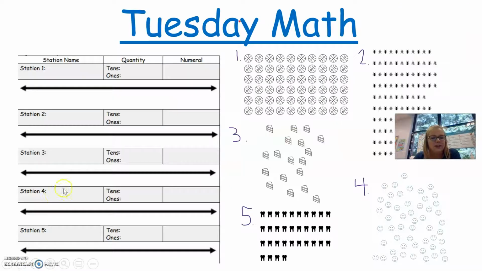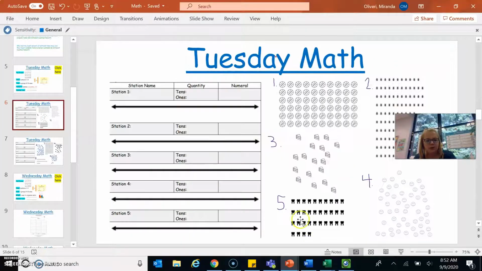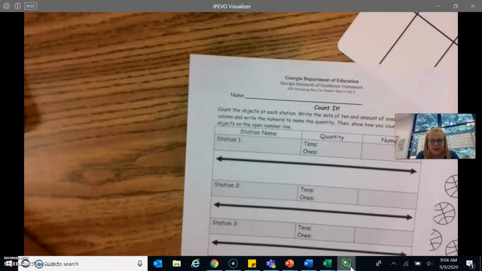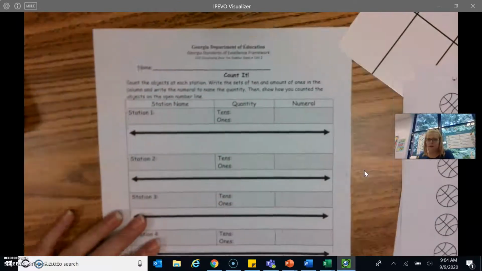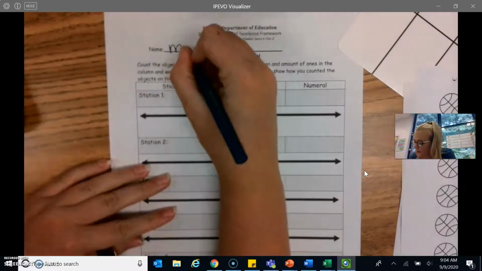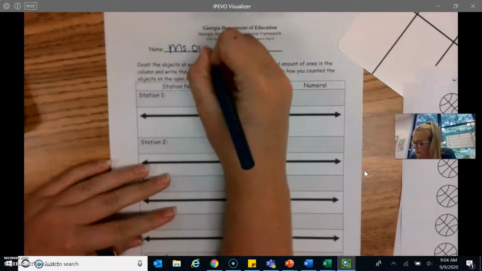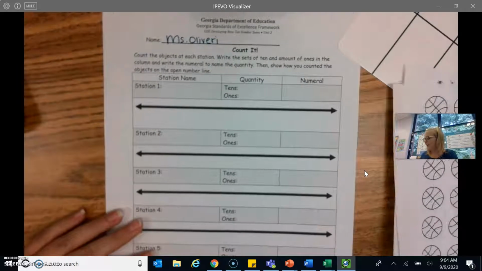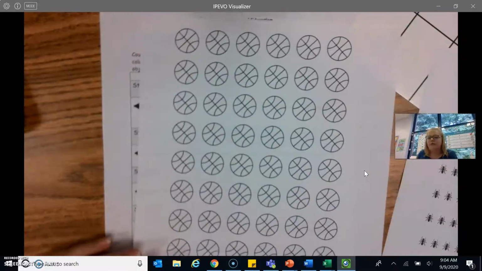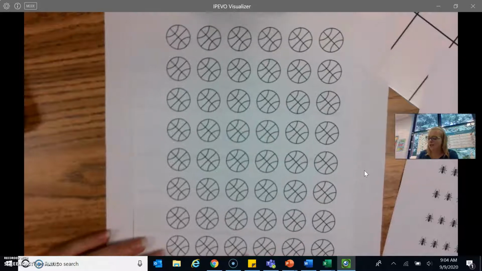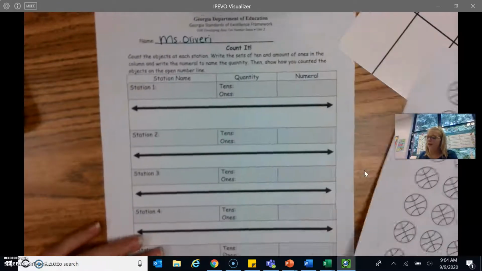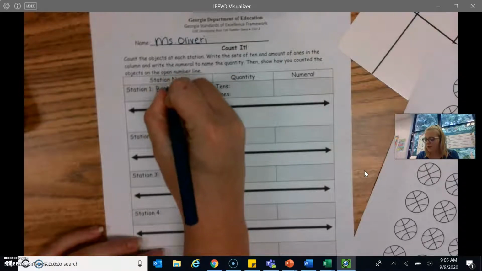Alright, so you're going to need to find the papers that look like this, and then you have all of these pages with different things to count on them. Okay, so I have mine here. Let me get them out and ready for you guys to see. Alright, the first thing I'm going to do is write my name. For this activity, you're going to count what is on each of these papers. So each one of these is a station. This is station 1. What am I counting? Basketballs. So I'm going to write basketballs.